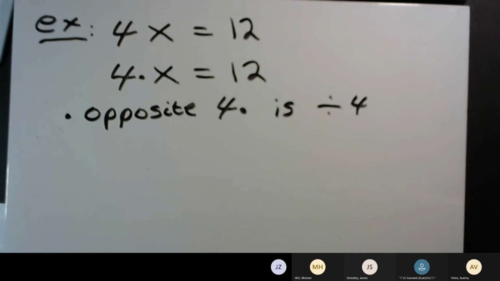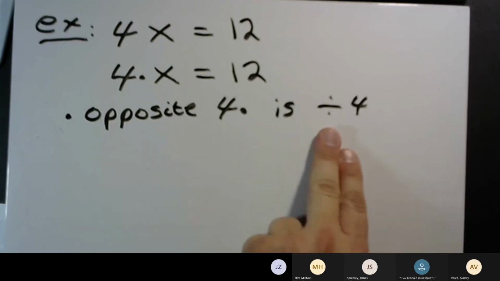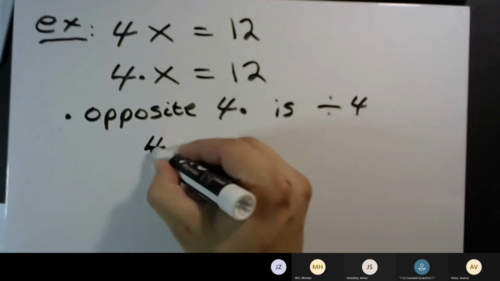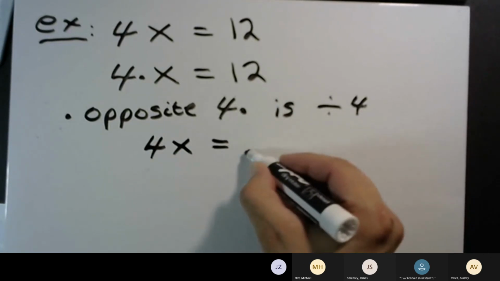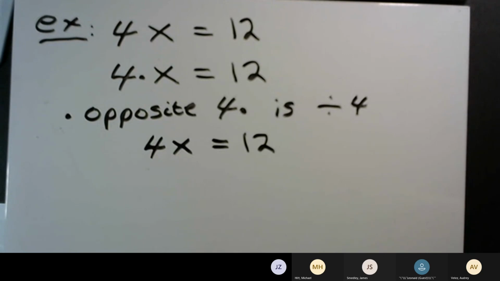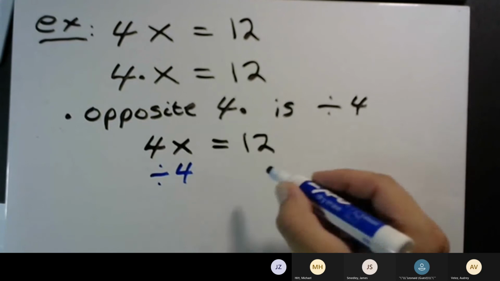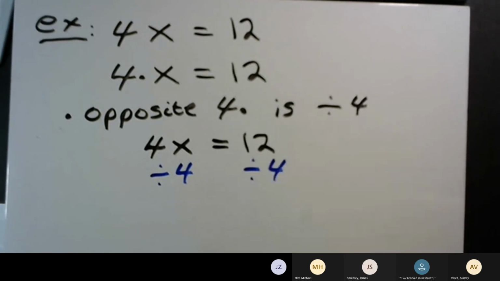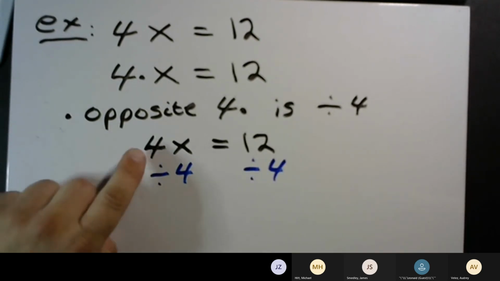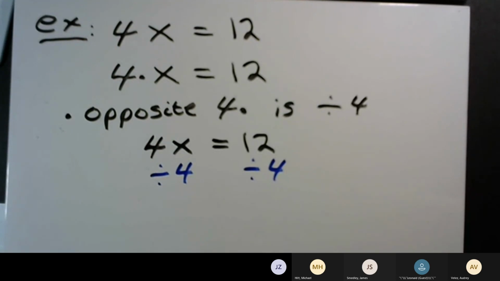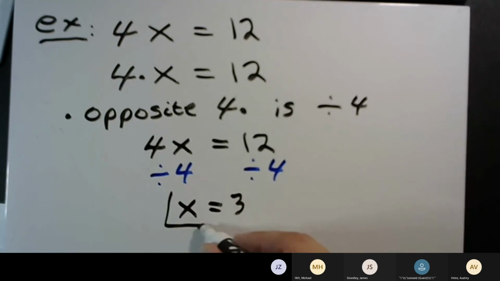So again, addition and subtraction are opposites, and multiplication and division are opposites. So we divide both sides by 4. Now these two will cancel. And then 12 divided by 4 is 3. So you get x is equal to 3. Questions about that?